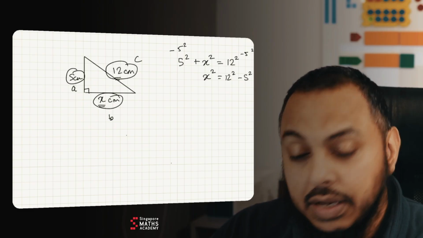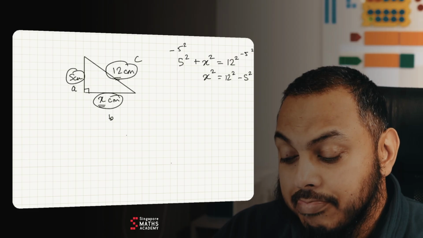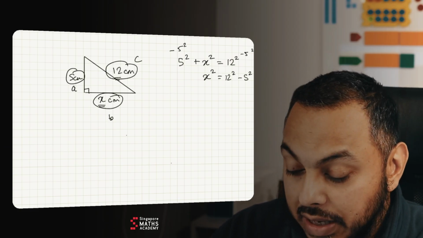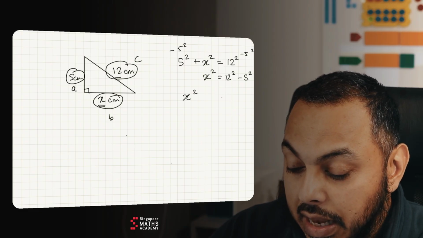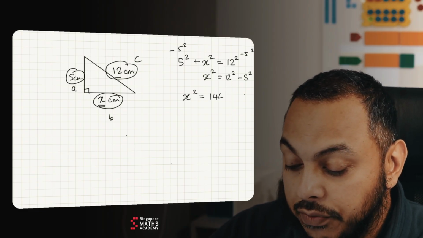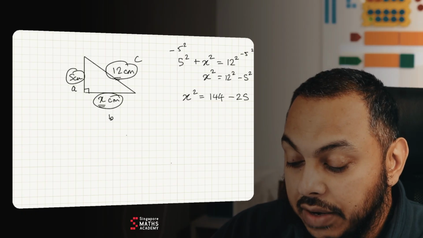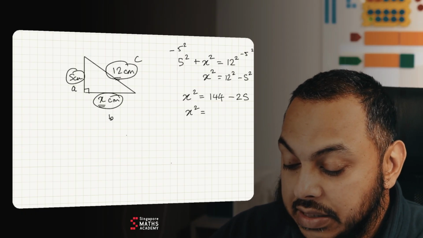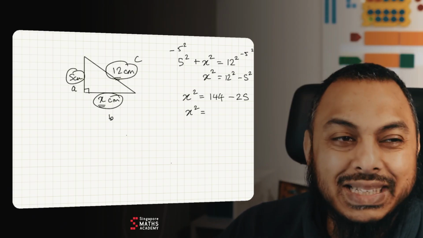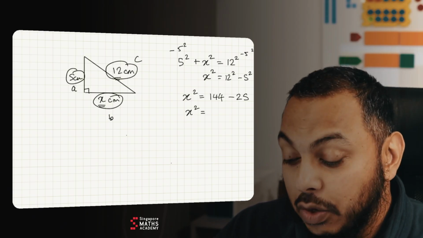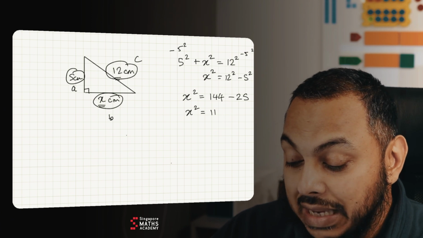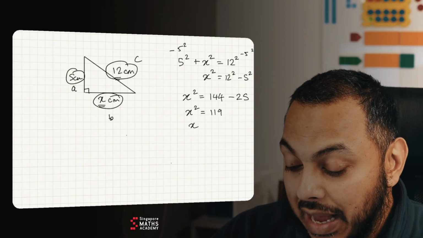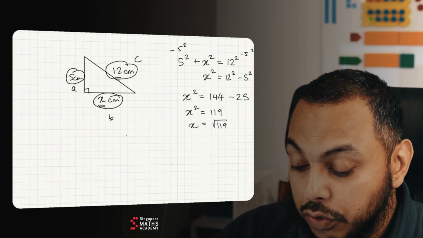Take away 5 squared, there we are. So I've got x squared equals 12 squared plus 5, take away 5 squared. Right, let's work out what x squared is. X squared is equal to 12 squared, which is 144. 5 squared is 25. And so if I took that away, x squared is equal to 144 take away 20 is 124, take away 5 is going to be 119. X squared is 119, and therefore x is going to be square root of 119.